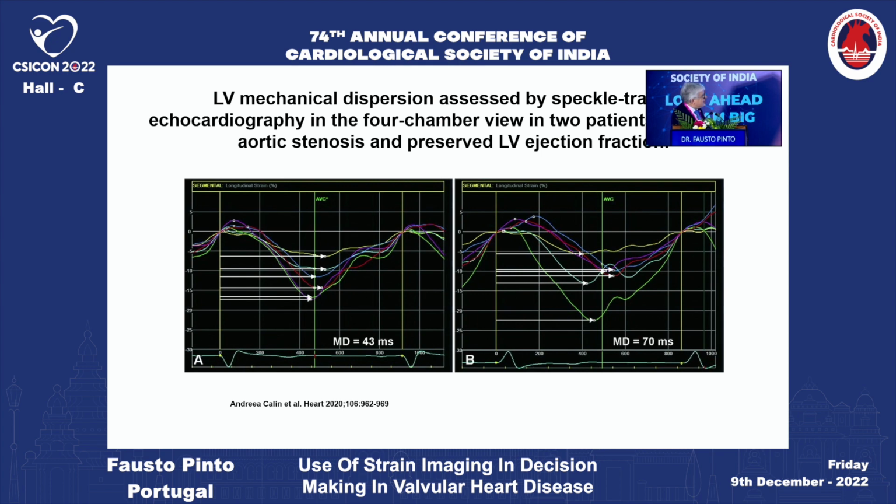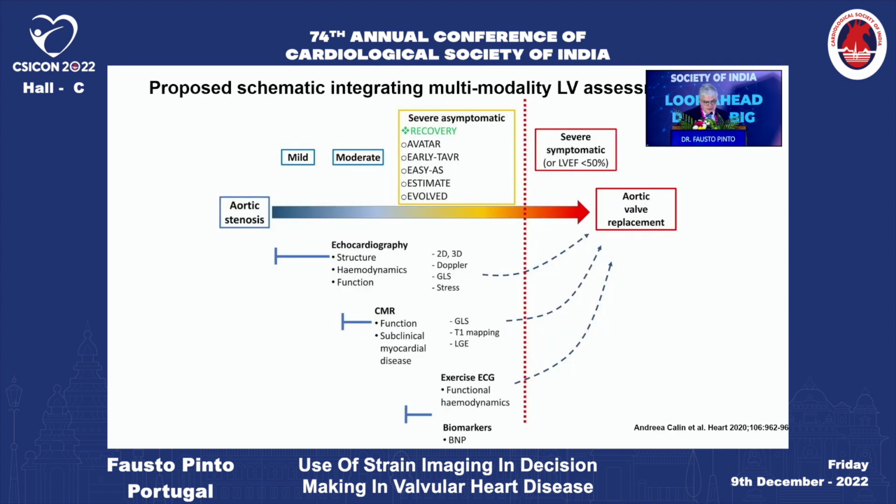Another parameter that can be used is mechanical dispersion, which basically looks at the changes that occur in the different segments of the left ventricle. This is assessed by speckle tracking, in this case in the 4-chamber view. These are 2 patients with severe aortic stenosis and preserved ejection fraction. But this one has 43 milliseconds of myocardial dispersion and this one 70. So the lower the better in terms of myocardial dispersion. This shows that this patient has more significant impact in terms of abnormalities in left ventricular function by using this method of looking at left ventricular mechanical dispersion with speckle tracking.